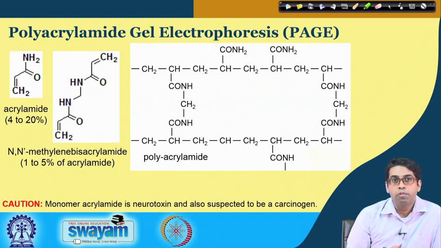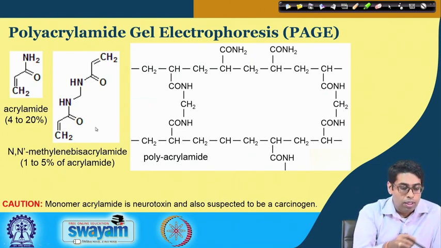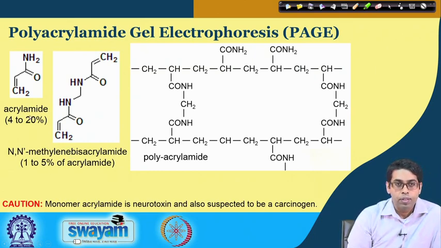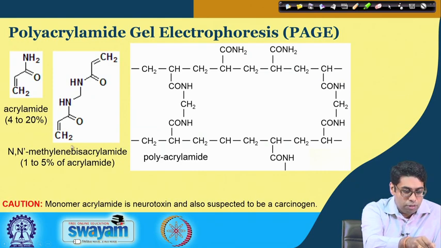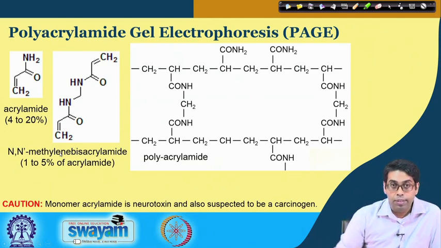And as I mentioned before, the pore size of a gel can be controlled by varying the concentration of these two components. Typically, acrylamide is used somewhere between 4 to 20% weight by volume, and bis-acrylamide is used somewhere between 1 to 5% of the concentration of acrylamide. If we use higher concentrations, we will get smaller pore size. If we use lower concentrations of these two, we will get larger pore size.